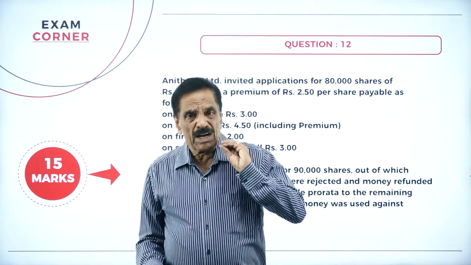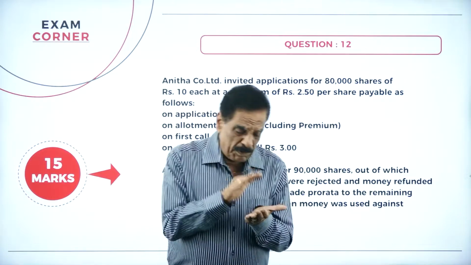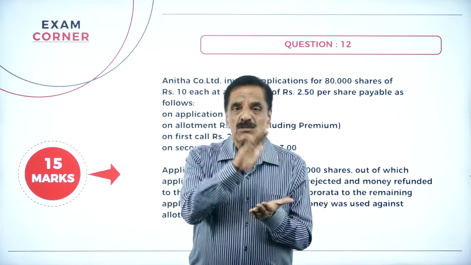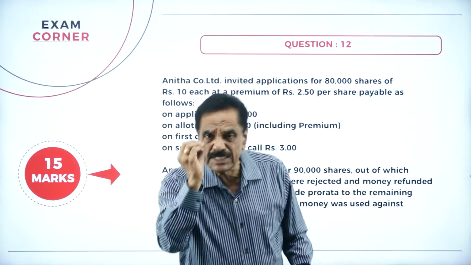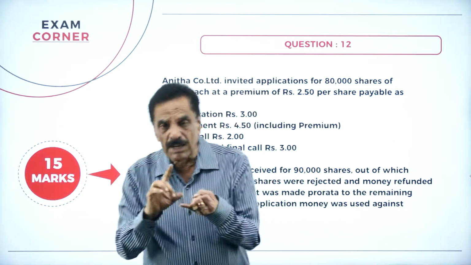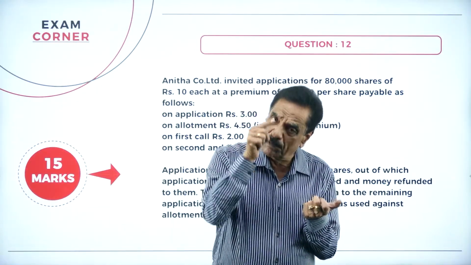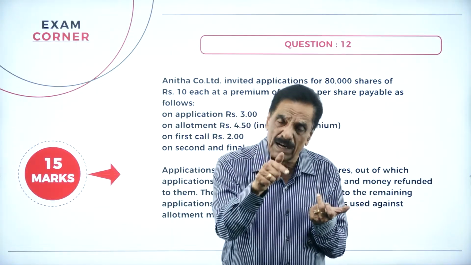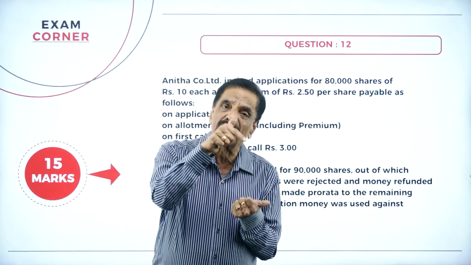So now we are going to enter the problem. First we have to pass the entry. But before going to the entry, what do we have to think of? If we issue a share of rupees 10, we won't collect 10 rupees directly. First he has to pay on application, which is called an installment, then on allotment, then on the first call, then on the final call.